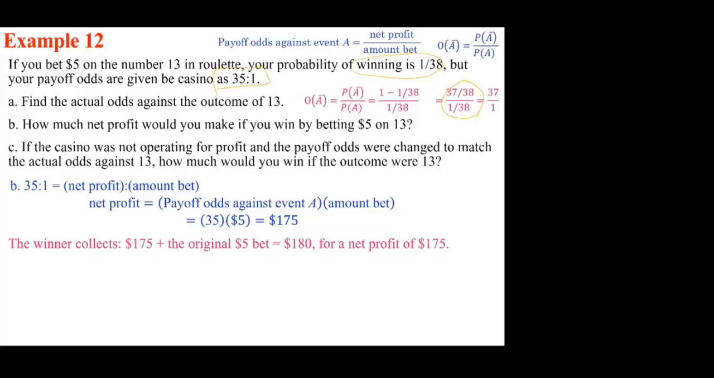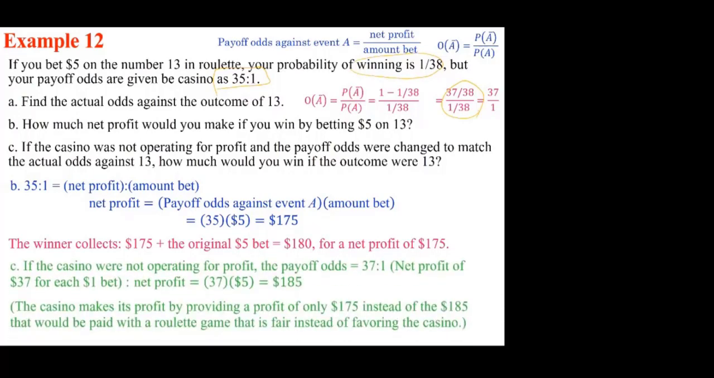Having said that, if the casino were not operating for profit, obviously they are, then the payoff odds wouldn't be 35 to 1. The payoff odd would be what we found in part A. So they have to give us 37 times that. So pay attention to where the number 37 to 1 comes from. That comes from part A. We did the calculation. So they would give us 185.